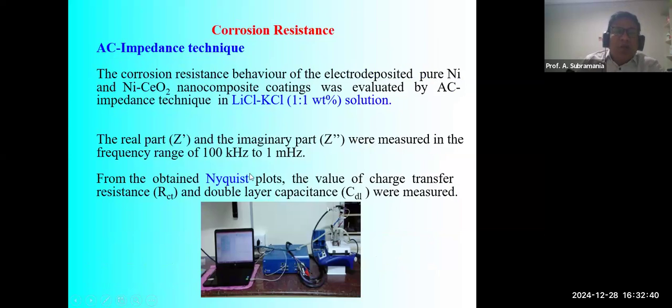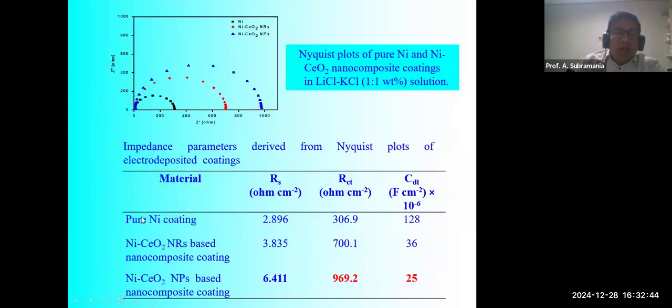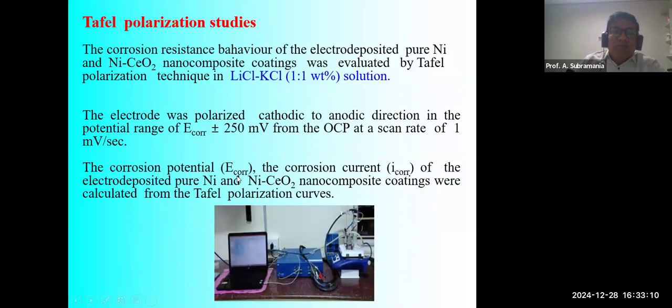Then the corrosion resistant property of the nanocomposite materials. See here the pure nickel has a charge transfer resistance of around 306 ohm per centimeter square, whereas this composite material has very high charge transfer resistance than the pure nickel. Hence, that implies that this composite material has very good corrosion resistant property.